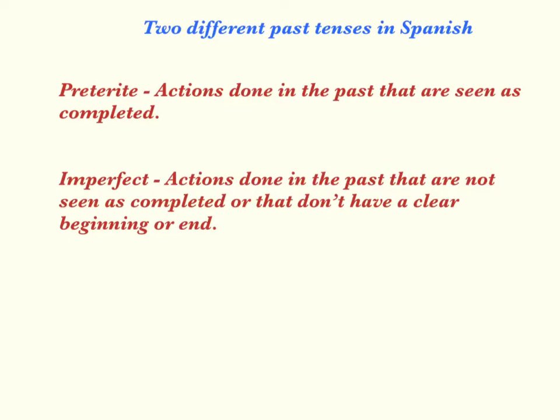And then there's the other past tense in Spanish called the imperfect. And these refer to actions done in the past that are not seen as completed and that don't have a clear beginning or end. We're going to look at those in another video, but you'll understand the difference between the two when we compare them. But for today's sake, we're just going to look at the preterite, and those are actions that are seen as completed.